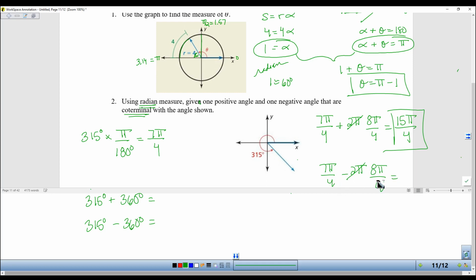So 7 pi fourths minus 8 pi fourths is negative 1 pi fourth. Pi fourths, you may recall, is 45 degrees. So that makes sense. This is negative 45 degrees. So if you're given radian measure, add 2 pi and subtract 2 pi, just like when you were given degree measure, you added 360 and subtracted 360.